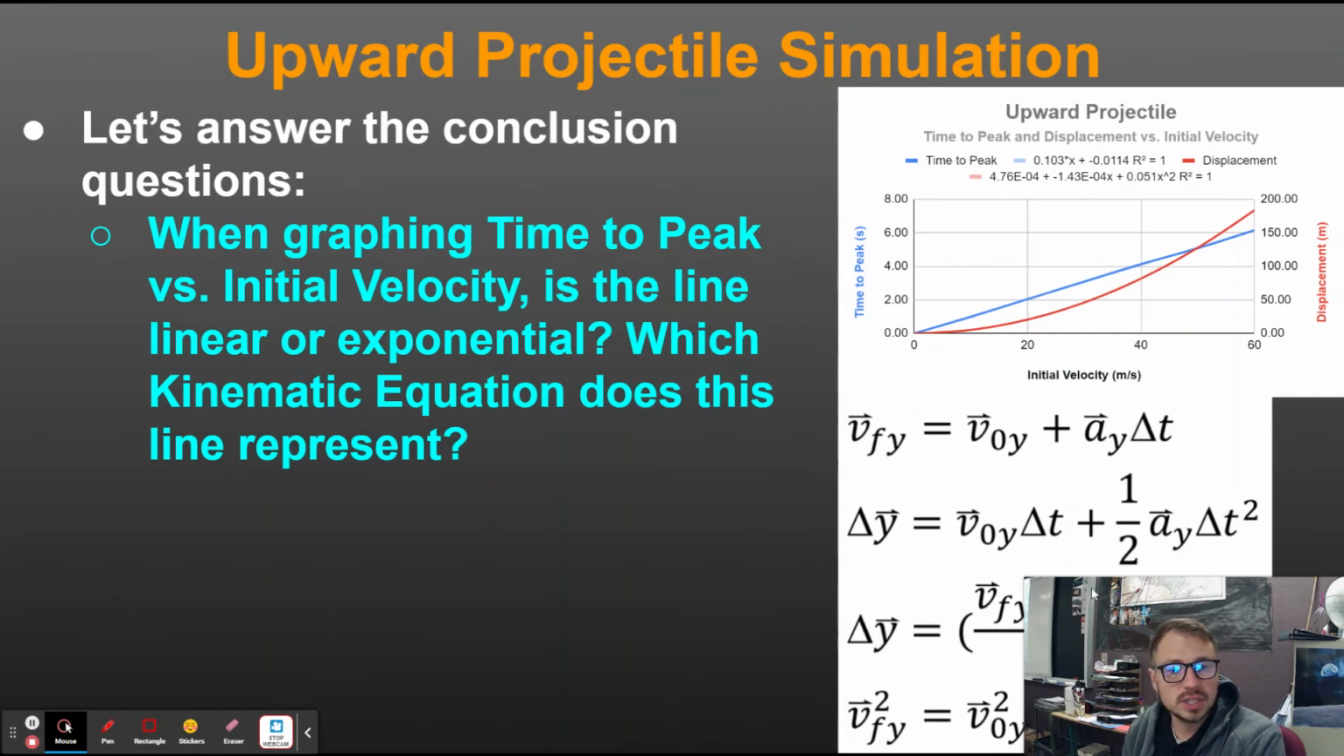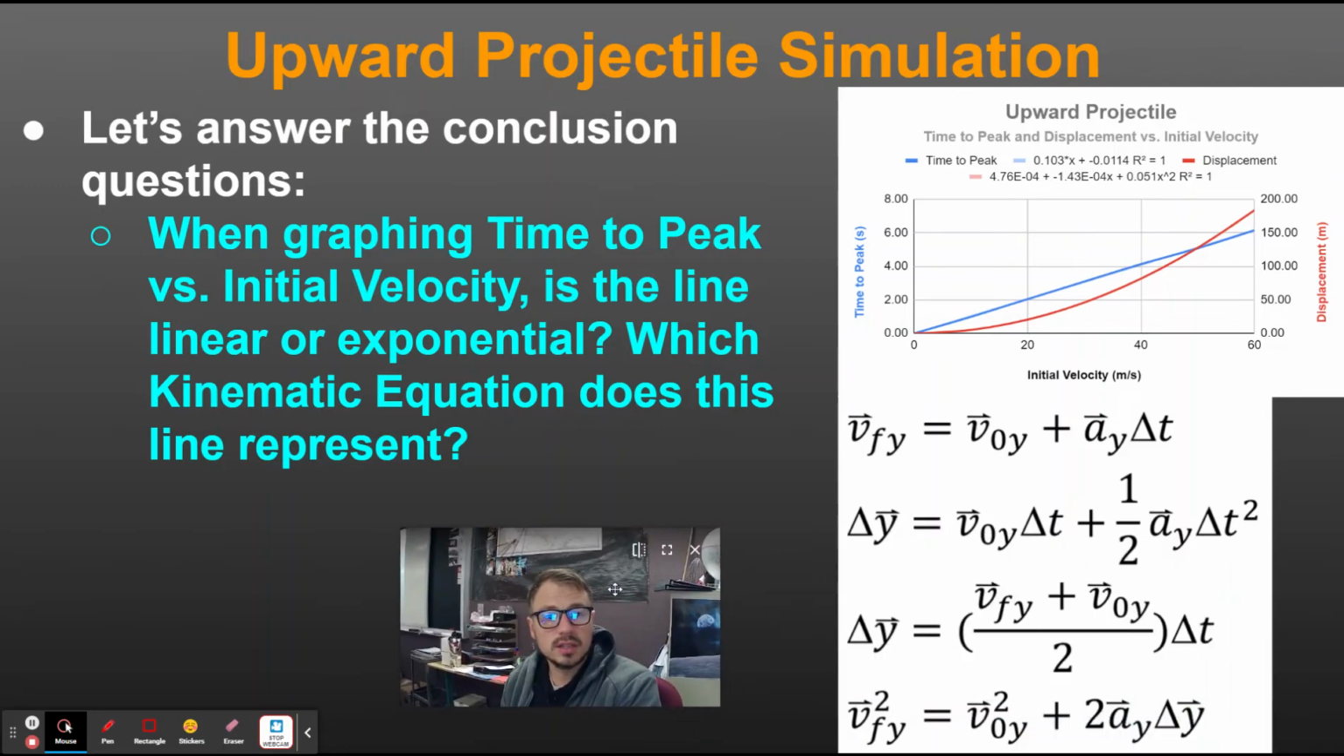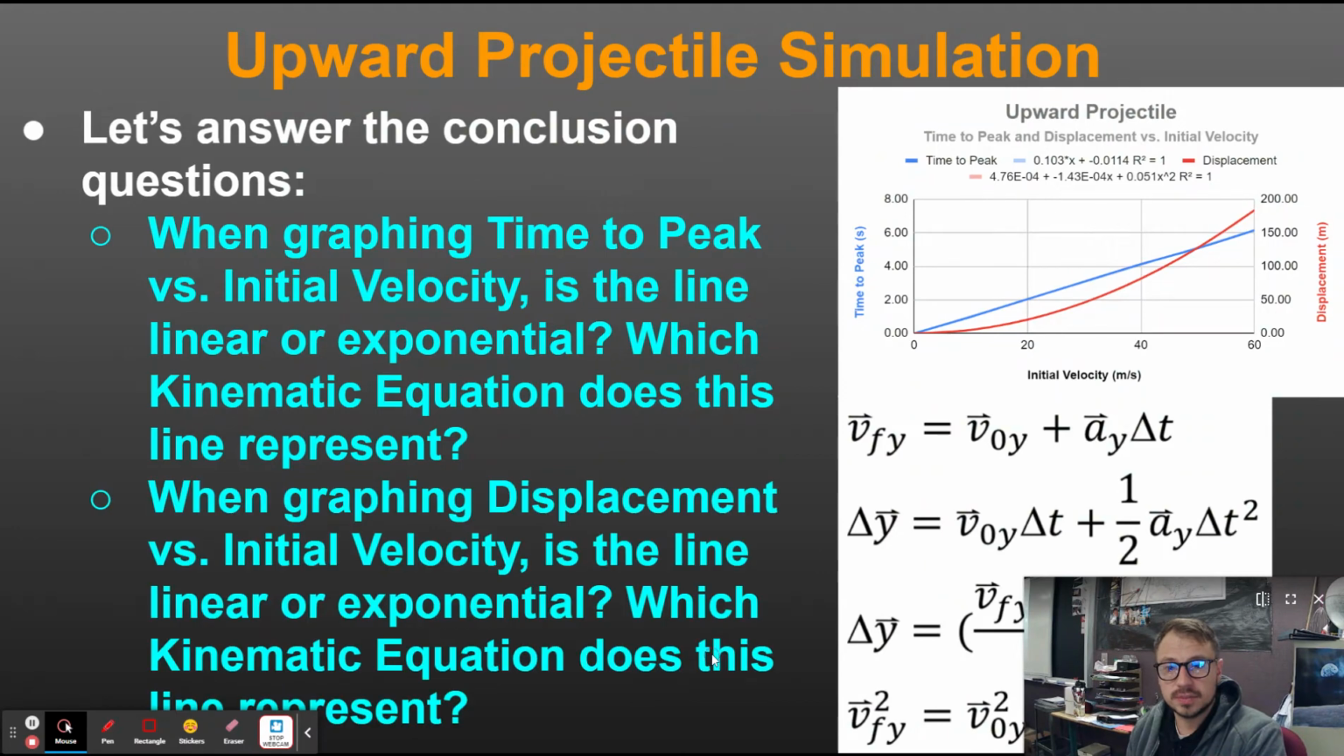Which kinematic equation does the line represent? So how you find this one is, what you do is you look at the equations that are known. So you know the acceleration, that doesn't change. You know the final velocity at the peak is 0, that doesn't change. Then you have two variables, right? You're changing the initial velocity and it's affecting the time to the peak. So you're looking for the one without displacement. So this one is going to, well, it's graphing that first kinematic equation.